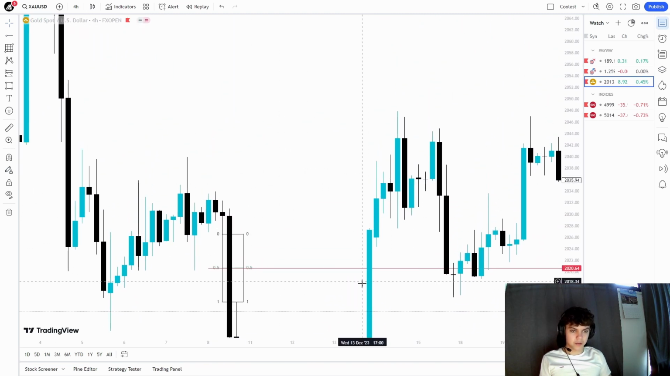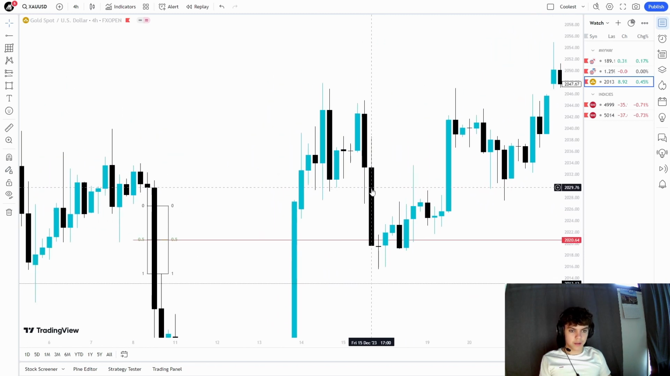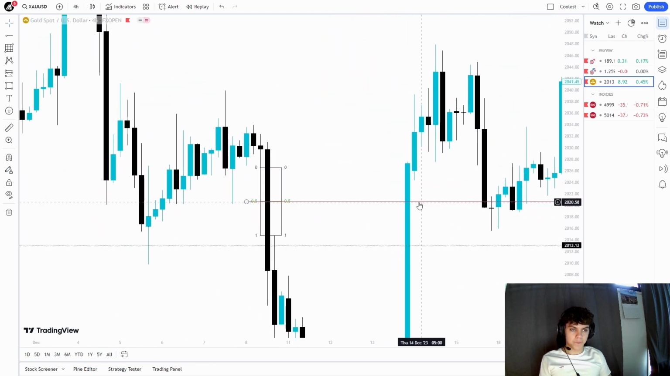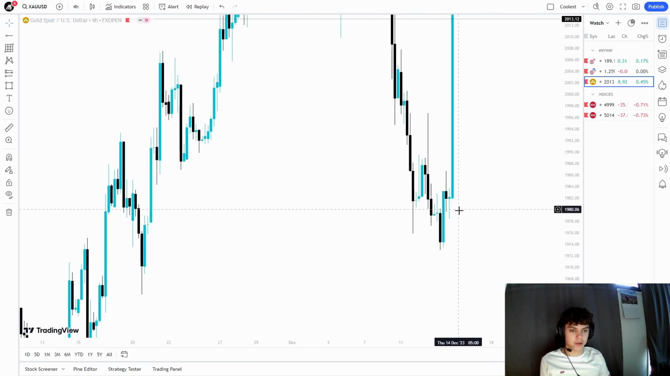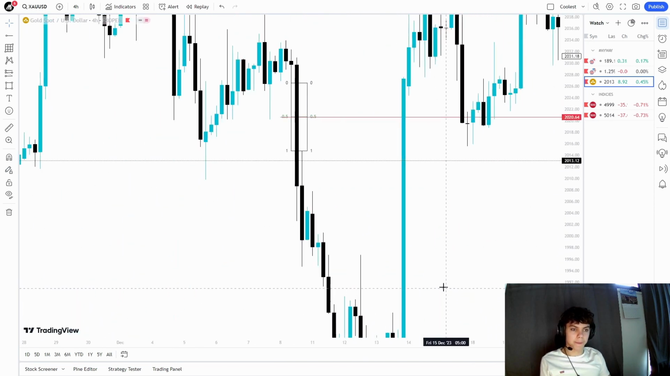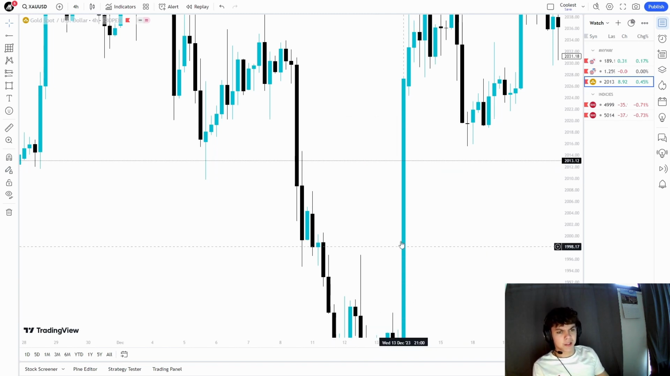Okay. We don't break structure yet. Okay. And boom. But this is one example of why the fair value gap cannot be your only confluence, because you cannot simply enter just because of a fair value gap. Obviously, if you get a break of structure and then a fair value gap, then it's another story. You can get a better entry with it.